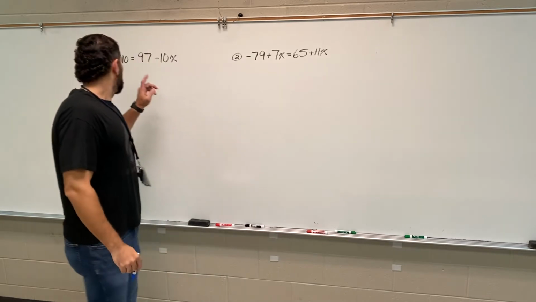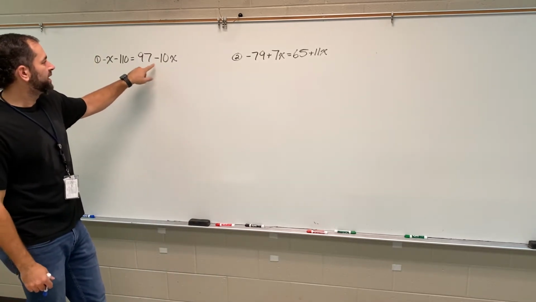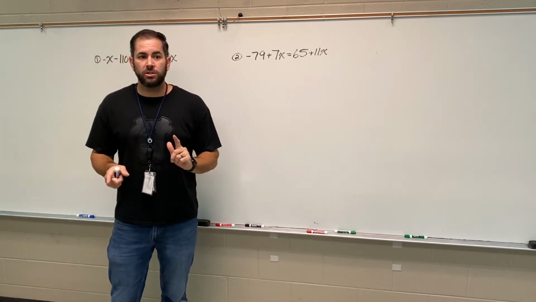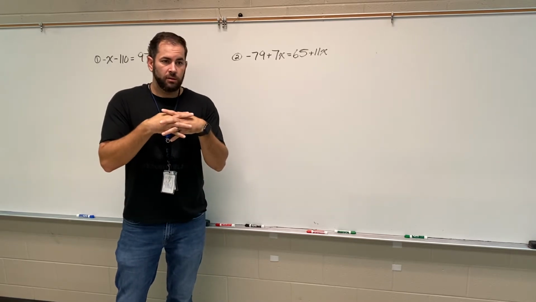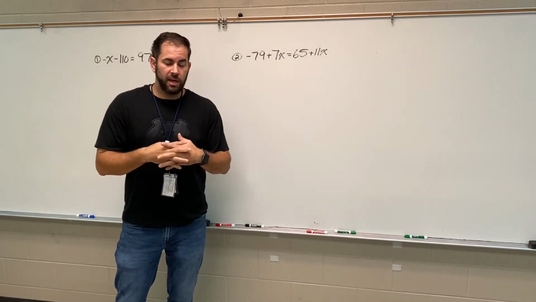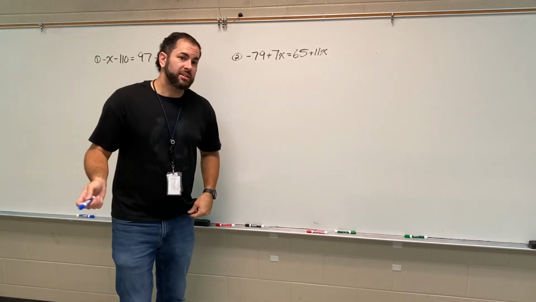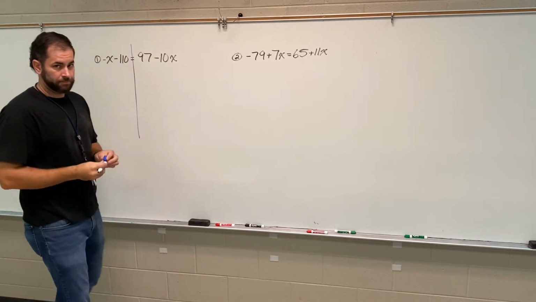So if we look at number 1, we have negative x minus 110 equals 97 minus 10x. So you notice there's a variable on each side of the equation. So what we need to do is get those variables together, right? Even though they're on opposite sides, we got to get them together, and then we're going to solve for x, all right? So let's do like we did in 6th grade. We're going to draw that line right down the equal sign.